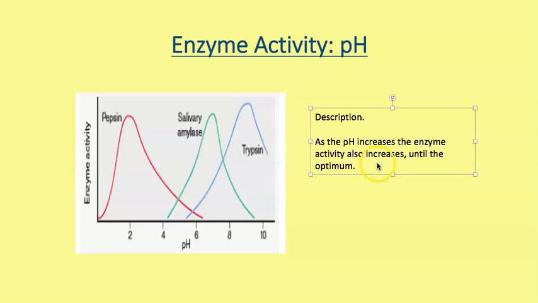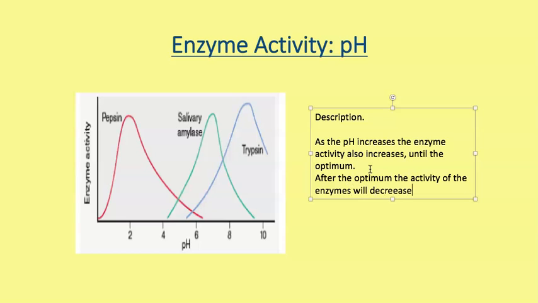Okay, so we've described the first part of the graph. After the optimum, the activity of the enzyme will decrease. Okay, so that's your description. As the pH increases, the enzyme activity also increases until the optimum. After the optimum, the activity of the enzymes will decrease.